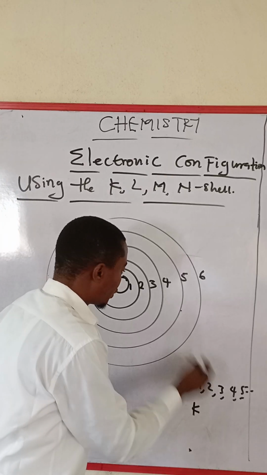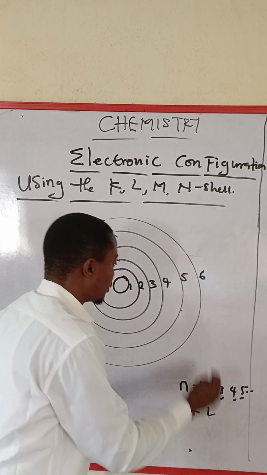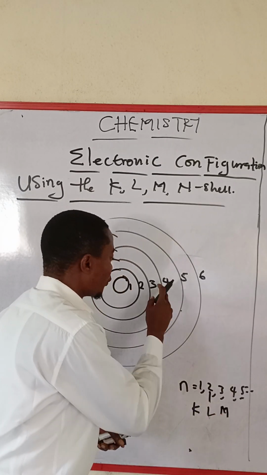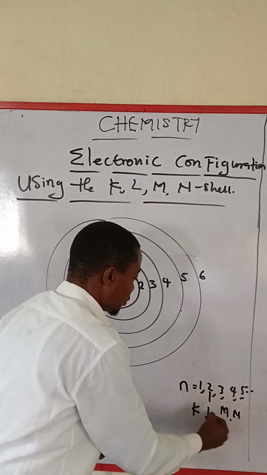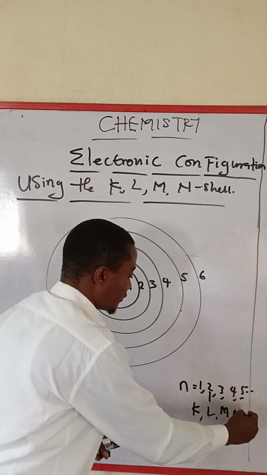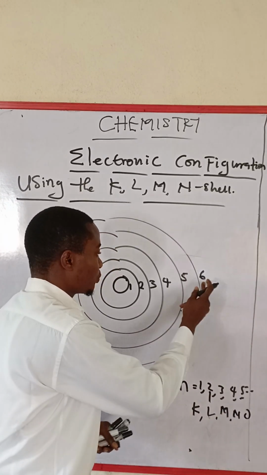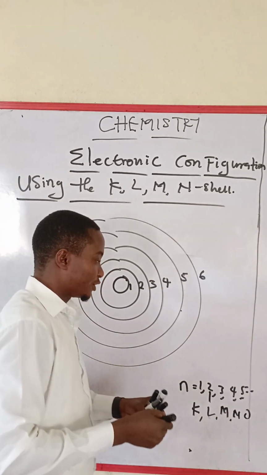When n is 2, for the second energy level, we have the L shell. When n is 3, we have the M shell. When n is 4, we have the N shell. When n is 5, we have the O shell. It goes in that order: O, P, and if we still have another one, it becomes Q, and so on.